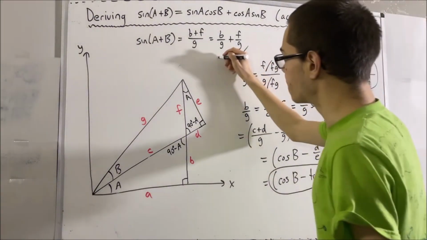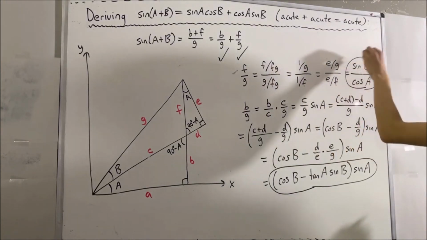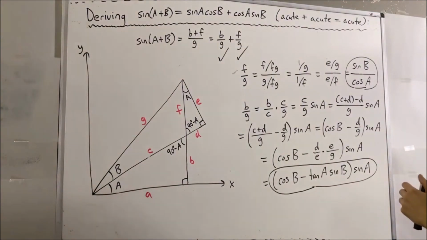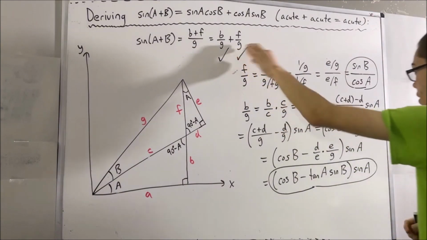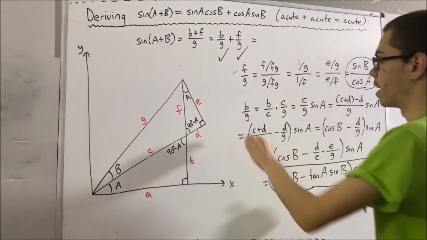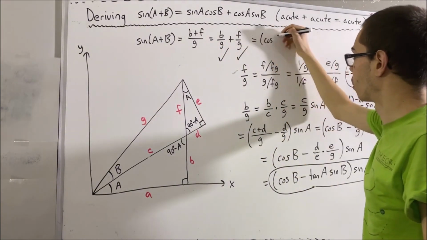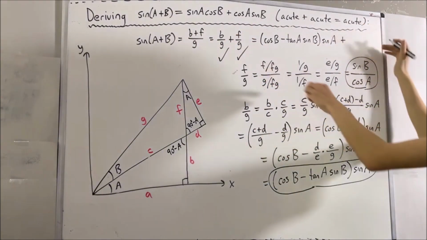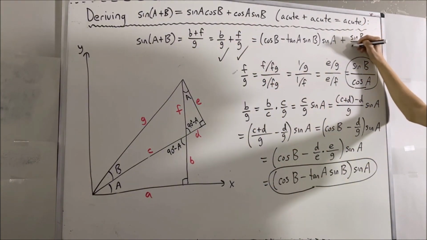And so this is it. We've re-expressed f over g in terms of trig ratios, and we've re-expressed b over g in terms of trig ratios. So really, we're ready to plug in b over g for this thing and f over g for this thing. Okay, so for b over g, I'm just going to write this in its place. As for f over g, I'm just going to write this in its place. Okay, so sine of a plus b is equal to this.